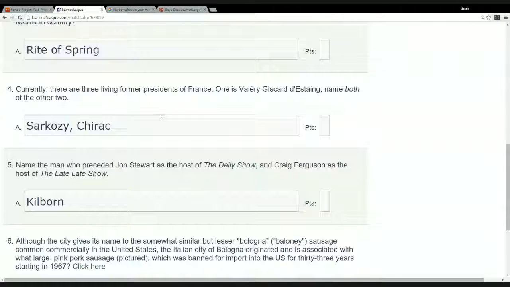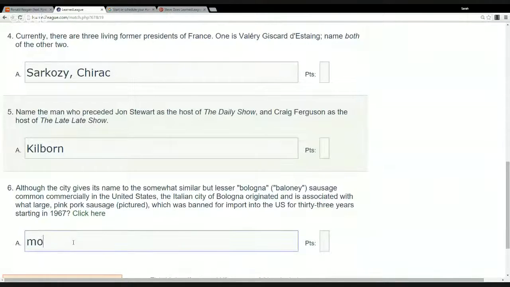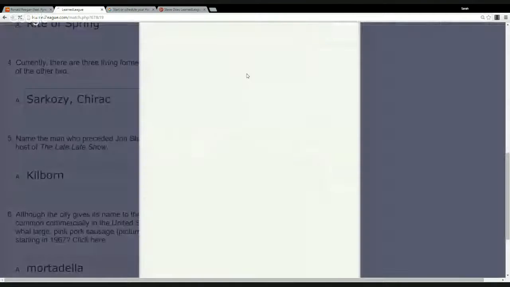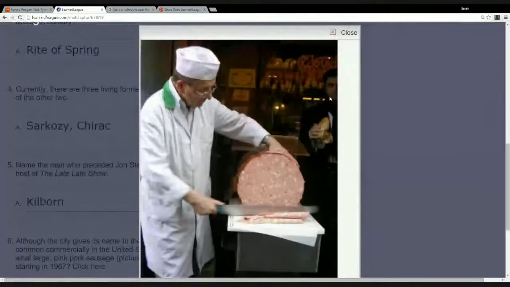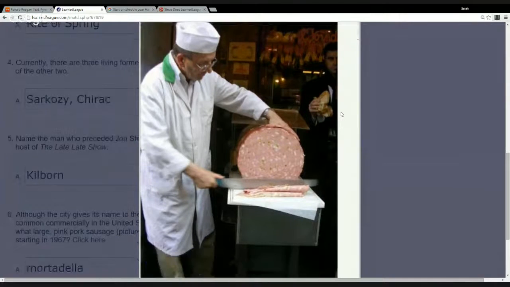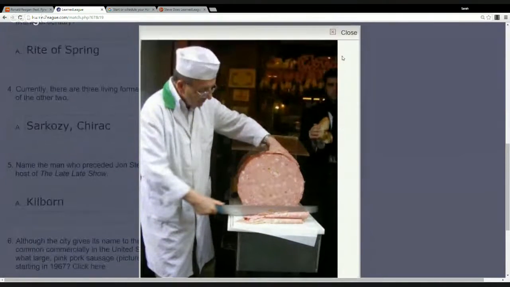It rings a very small bell in the back of my head that mortadella sausage was banned. I have no real reason why I know that. It's possible that I overheard somebody talking about it, or I don't know. That's got to be it though, right? Yeah, I can't come up with anything else.